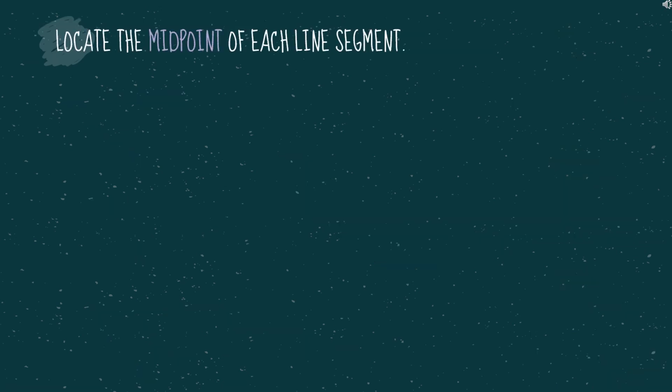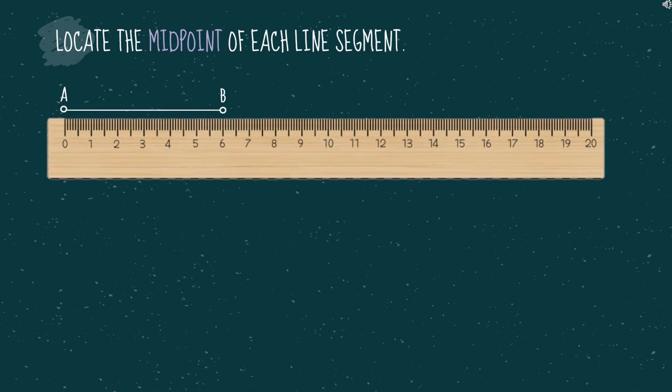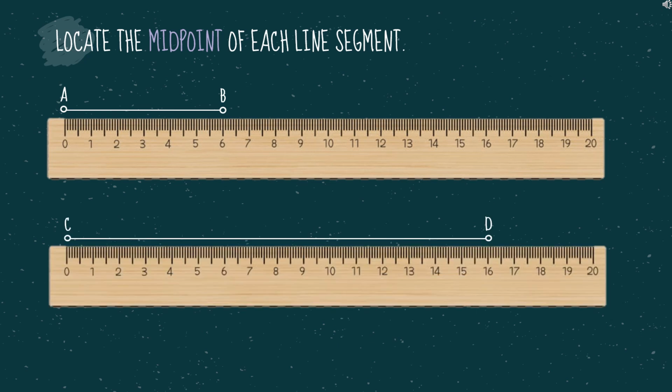Locate the midpoint of each line segment. I've placed a ruler underneath to help you. So the first line goes from 0 to 6. So what is in the middle of 0 and 6? Find the correct number and that is where the midpoint is. The second line goes from 0 to 16. What is in the middle of 0 and 16?